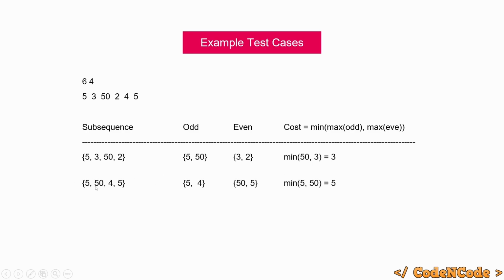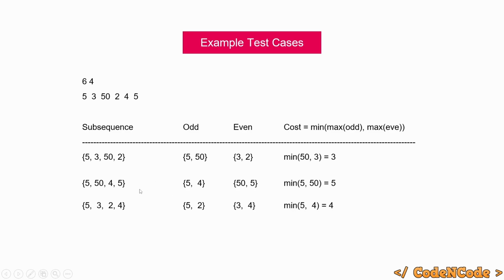Similarly, you can pick this subsequence 5 54 and 5. This is another one of the possible subsequences of length 4. So the maximum of odd indices elements is 5. The maximum of even indices elements is 50, right? And the minimum of these two is 5. So the cost of this subsequence is 5. And similarly, another example of a 4 length subsequence out of this can be 5 3 2 and 4. The cost of this is 4, right?